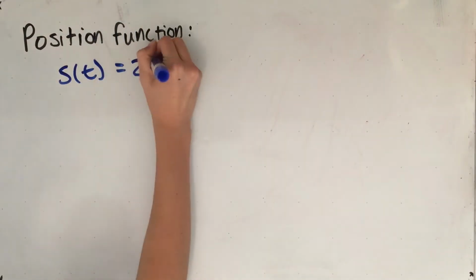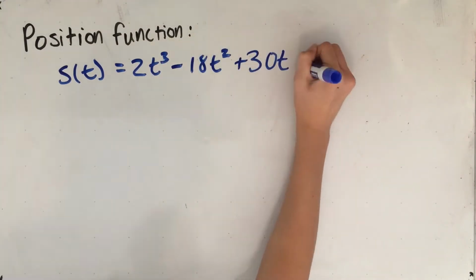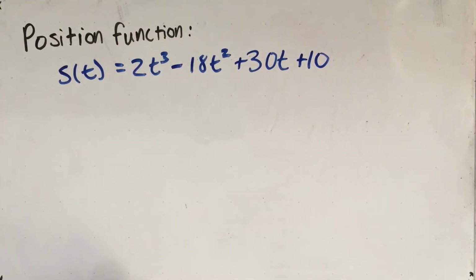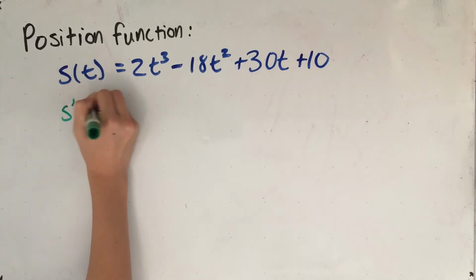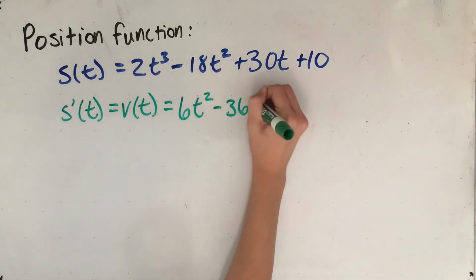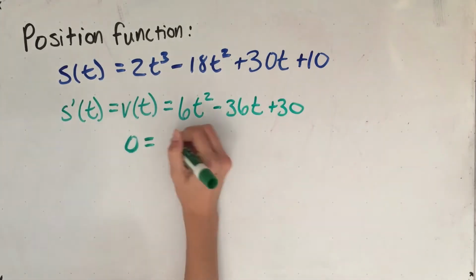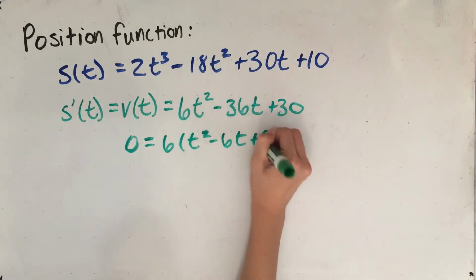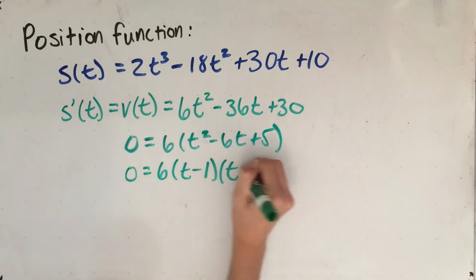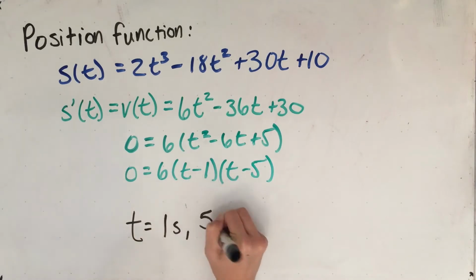Say we have a position function called s of t and we want to find where the object turns around. Pause the video to solve this on your own. Since it will change direction where the velocity is 0 and s prime of t equals v of t, we need only find the derivative of s of t and then the zeros of v of t. The object should turn around at 1 second and 5 seconds.